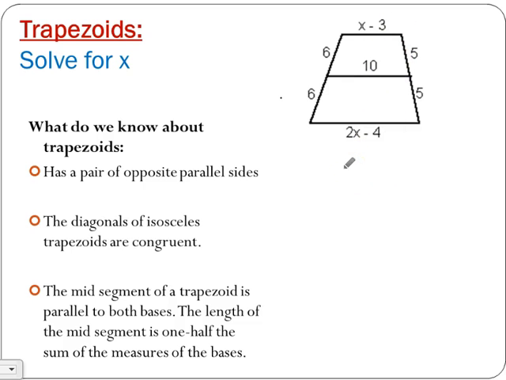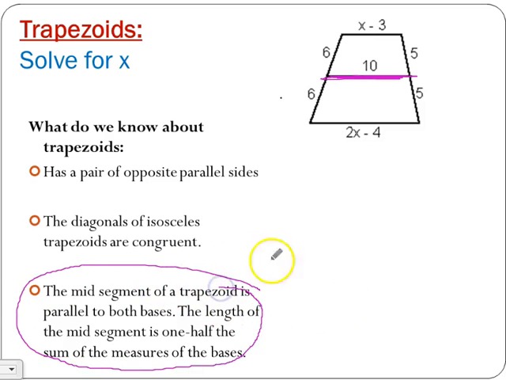So we can apply this same theorem even when we have variables. Here we've got a trapezoid, and we've got the mid-segment. We know that this right here is our mid-segment because it's located halfway between the bases. So how do we solve for x? We're going to solve for x using the mid-segment theorem. So what does the mid-segment theorem state?